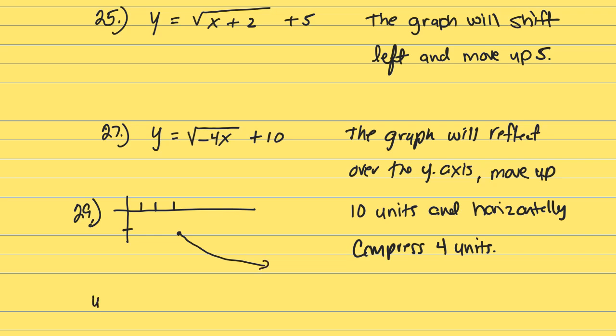I'm going to say y equals, if it's going to reflect over the x-axis, then I know that I'm going to have a negative square root x, and since it's going to shift to the right 3 units, it's going to be minus 3, and since it goes down 1 unit, it's going to be minus 1. So that would probably be the best answer that I can give for this problem. Okay.